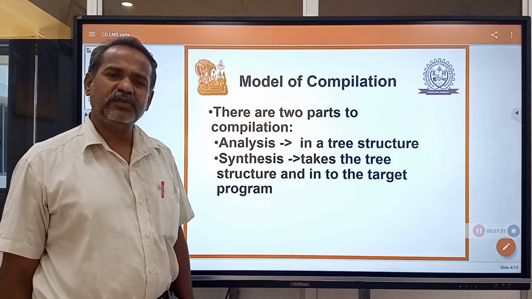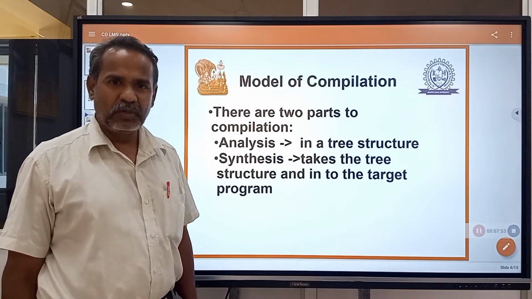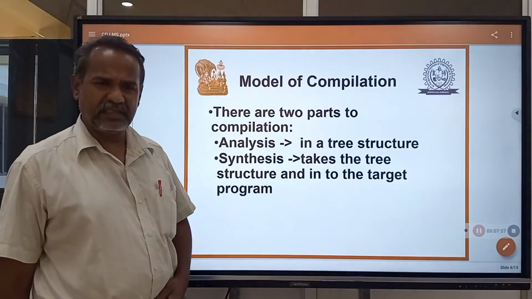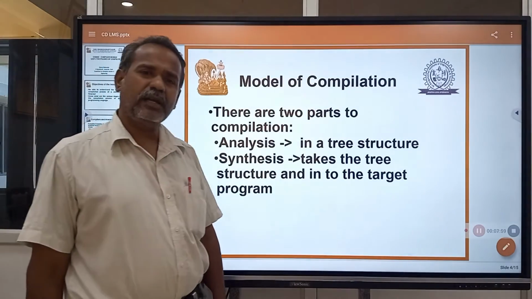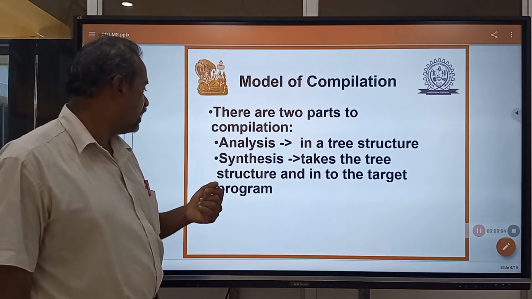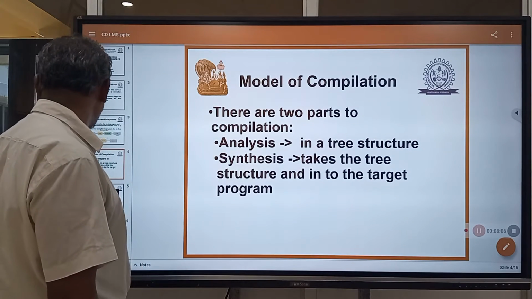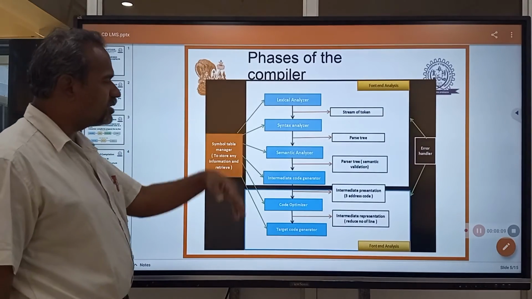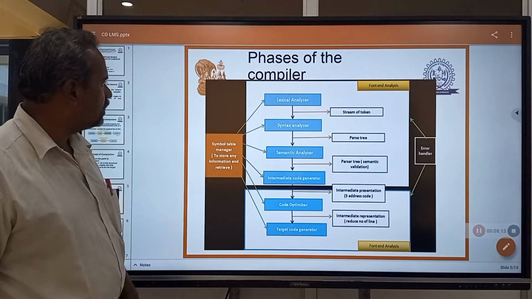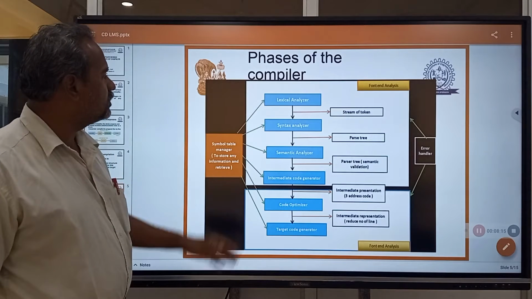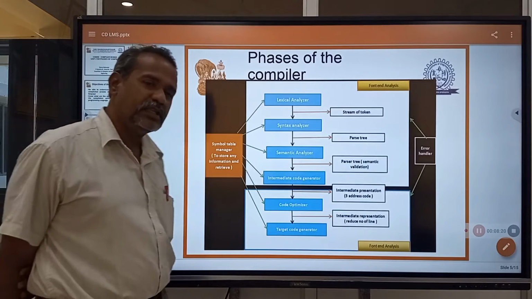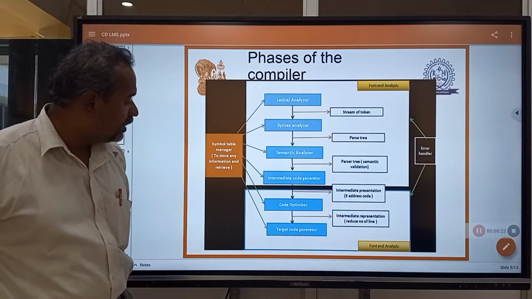Each and every language will have its own operator for its operation. And in synthesis, from the generated tree structure, it will form a target program. So the model of compilation is divided into two parts, analysis and synthesis. Just now I gave an idea; the same diagram in terms of the picture: symbol table manager, lexical analyzer, syntax analyzer, semantic analyzer, intermediate code generation, code optimization and target generator.